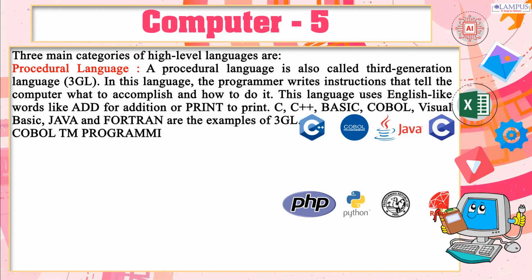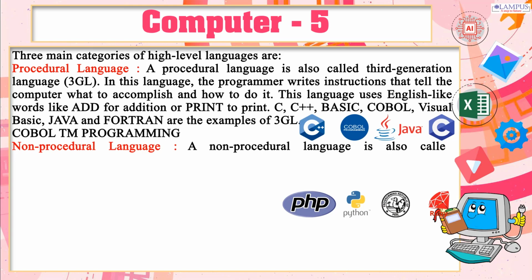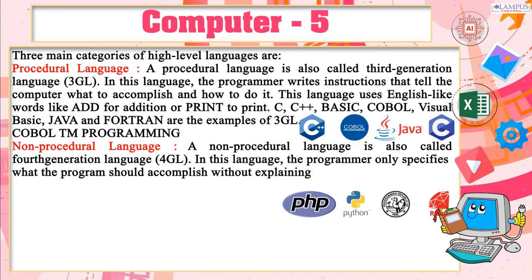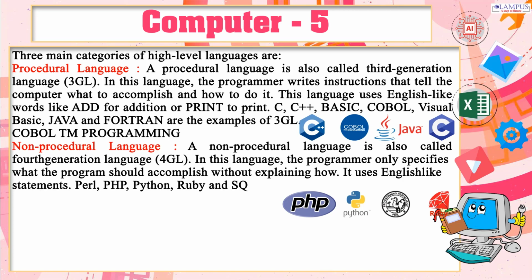Non-procedural language. A non-procedural language is also called fourth-generation language, 4GL. In this language, the programmer only specifies what the program should accomplish without explaining how. It uses English-like statements. Perl, PHP, Python, Ruby and SQL are examples of 4GL.